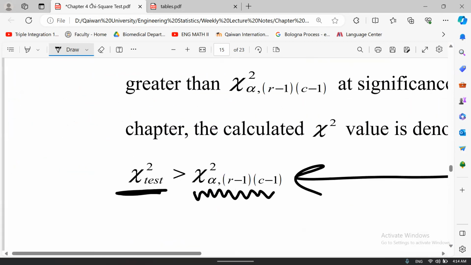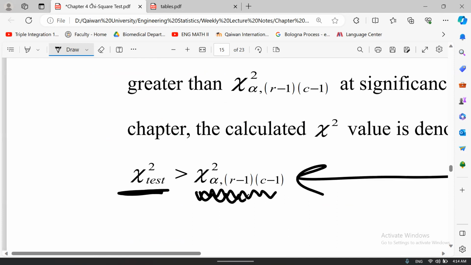It's chi-square of alpha, R minus 1, C minus 1. We look for that value in the table. This is R minus 1, this is C minus 1. Be careful with that. You need to first write down R minus 1, then C minus 1. Okay?